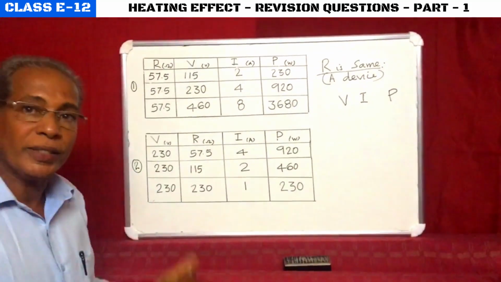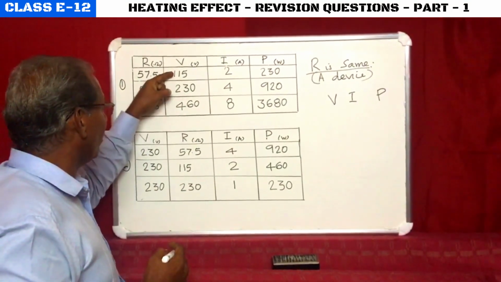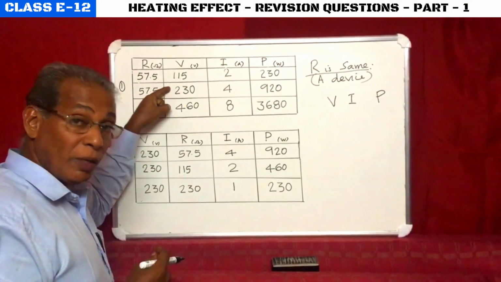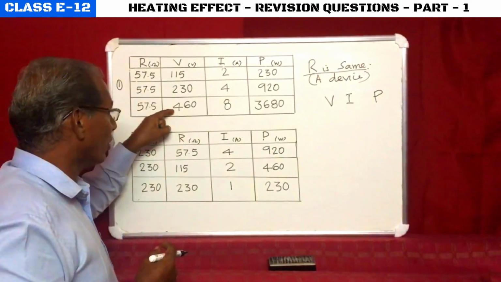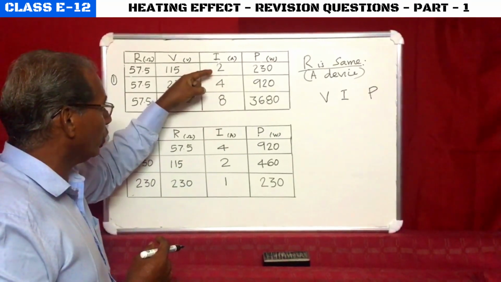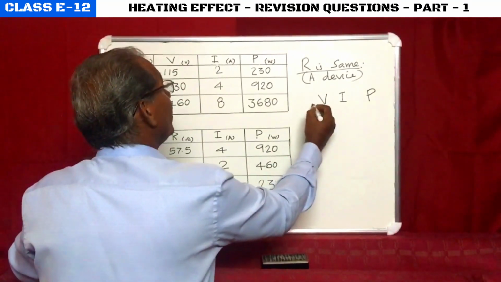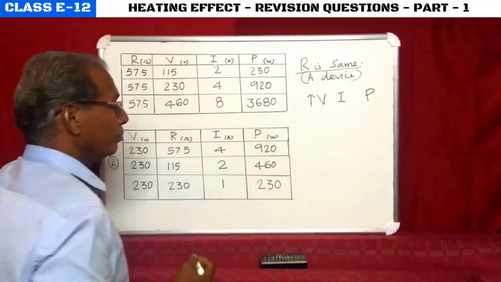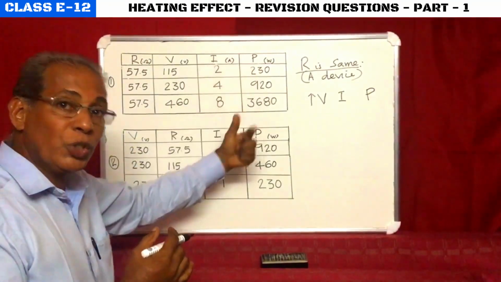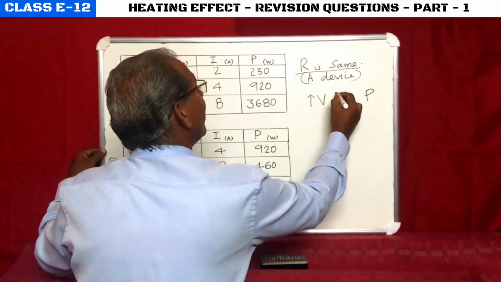What is the relation? Let us see. When voltage is increasing, 115 here, becoming 230 here, becoming 460 here, current is becoming 2, then 4, then 8. So we can write that if voltage is increasing, and I am just putting an arrow upward showing voltage increasing, current also increases.